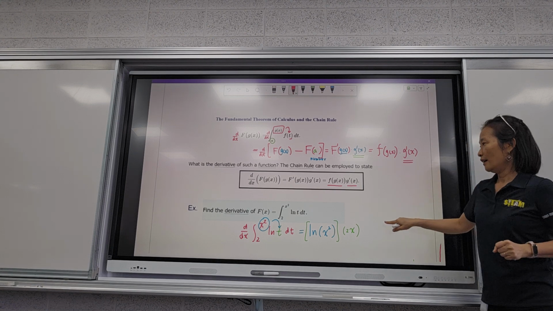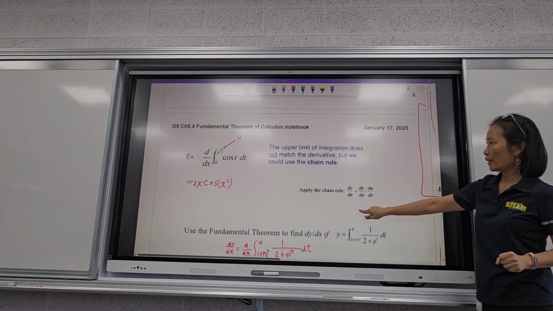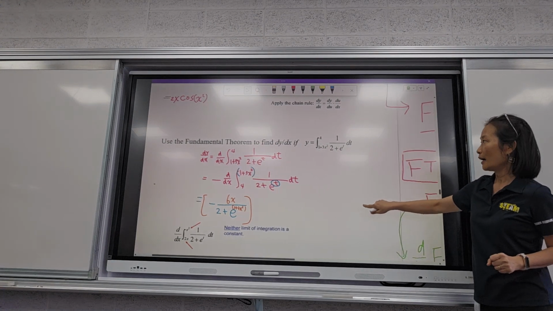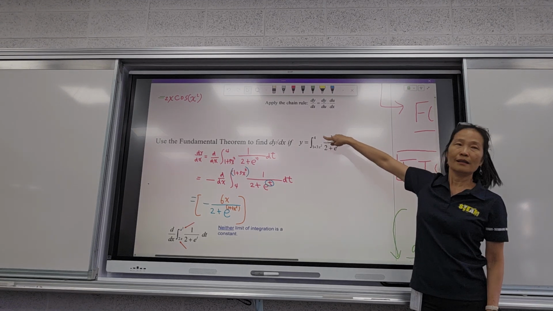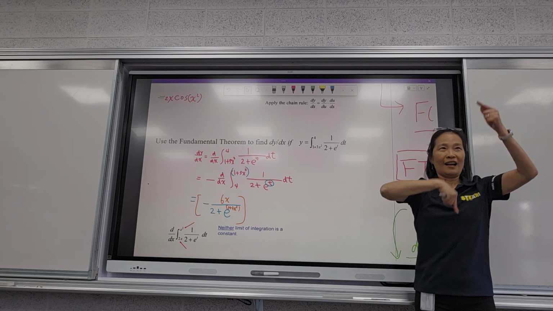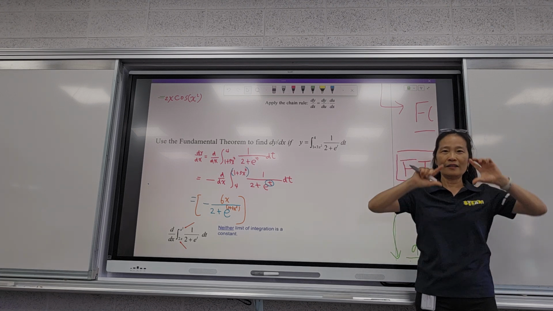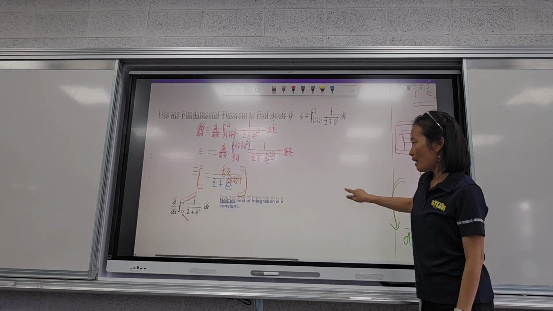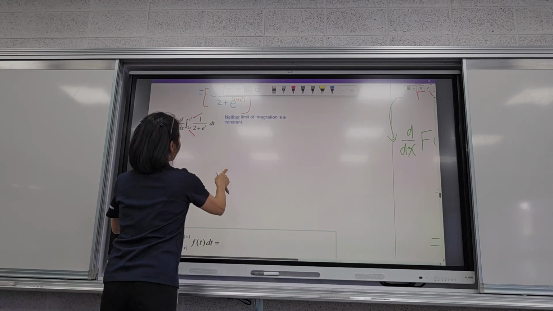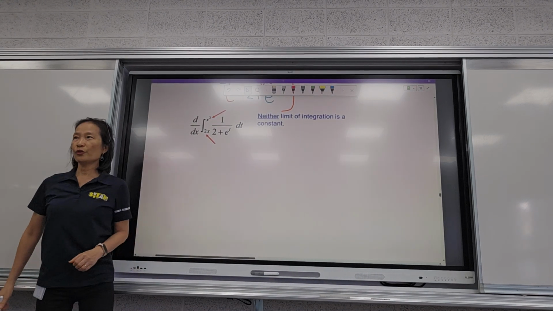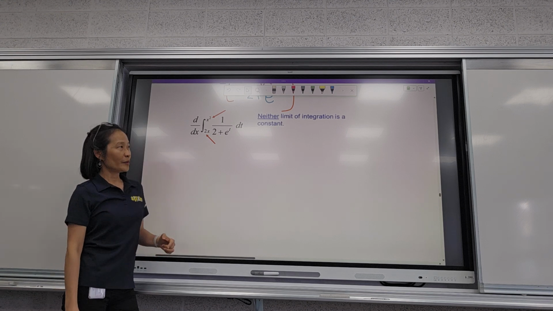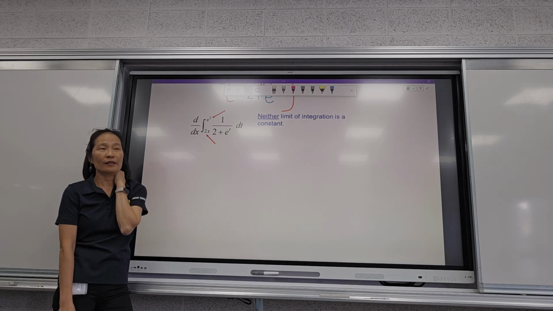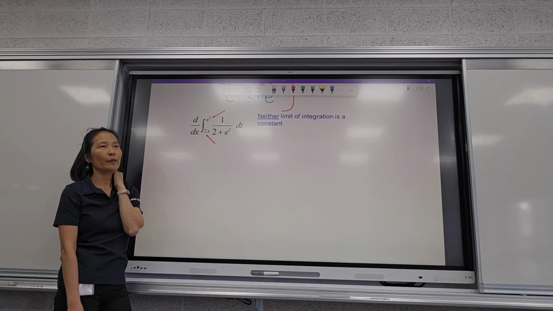Are we good? Okay, so with that, we did a few questions last time. Did we do this one? Yes, we did. So when the bottom limit and the upper limit are constant and the function is flipped, you need to flip back by applying a negative in front of it. Okay, so let's move on to a third level of the fundamental theorem of calculus. Both top and bottom are functions. Yes? What do we do?